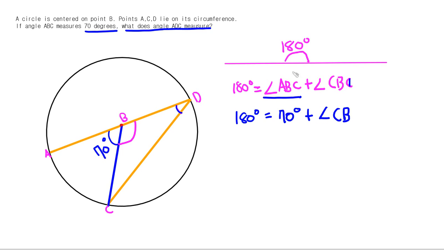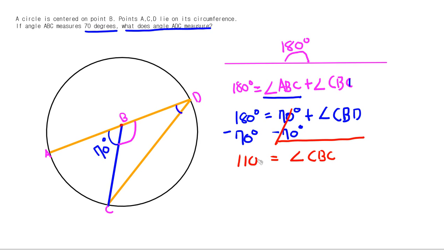So I wrote it down. CBD. And we can subtract 70 degrees from both sides in order to isolate CBD on the right side. On the right side, the 70 degrees is going to cancel out. And so angle CBD should be equal to 180 degrees minus 70 degrees, which is going to be 110 degrees. So this angle right over here is 110 degrees.